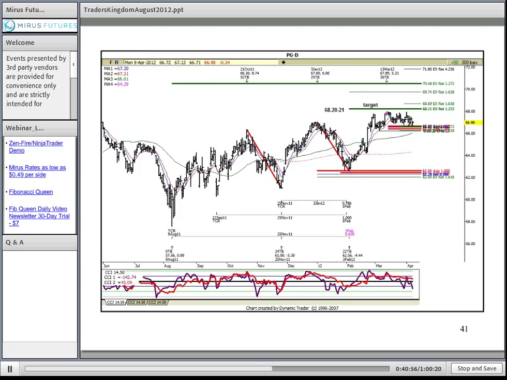Here, this is PG, Procter & Gamble. And again, I had price relationships that came into play, but I also had 3 timing cycles which supported this as a trade setup. I had the November 25th low to the January 3rd high. 786 in time came in on February 1st.